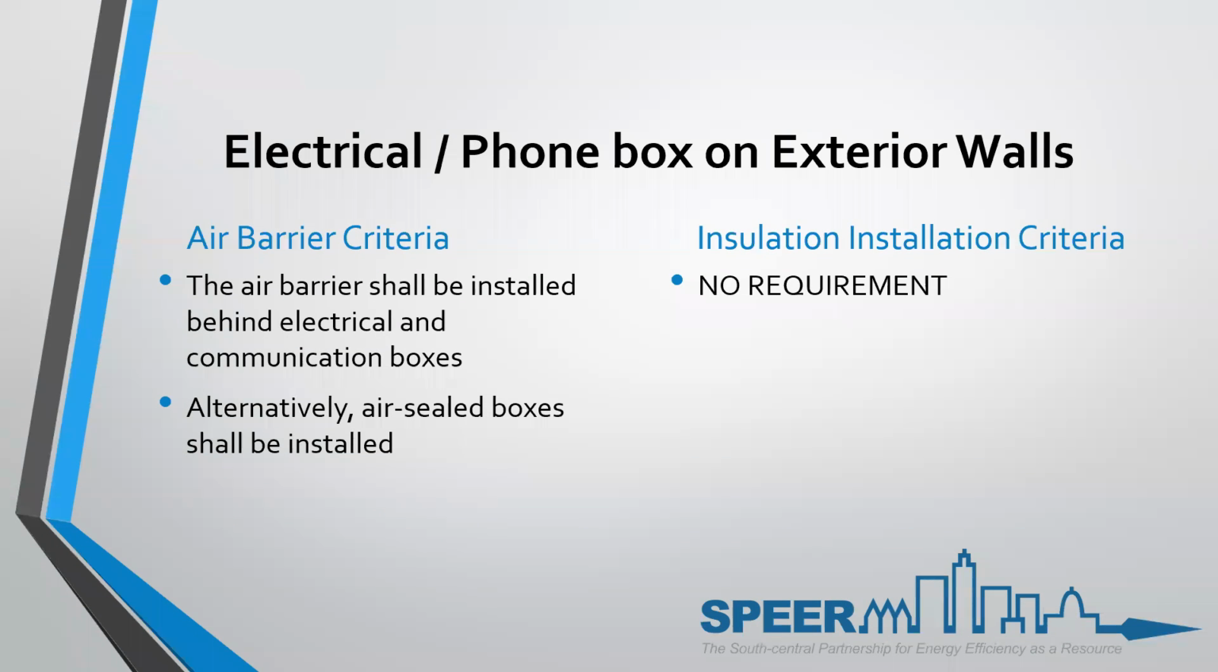Electrical and foam boxes on the exterior wall. So air barrier criteria: the air barrier shall be installed behind electrical boxes and communication boxes. Communication boxes was added a few cycles ago. Before, it just said electrical boxes. Now there are phone boxes, AV boxes, communication boxes, like where you put your cable boxes. Or alternatively, you can use air sealed boxes and install those.